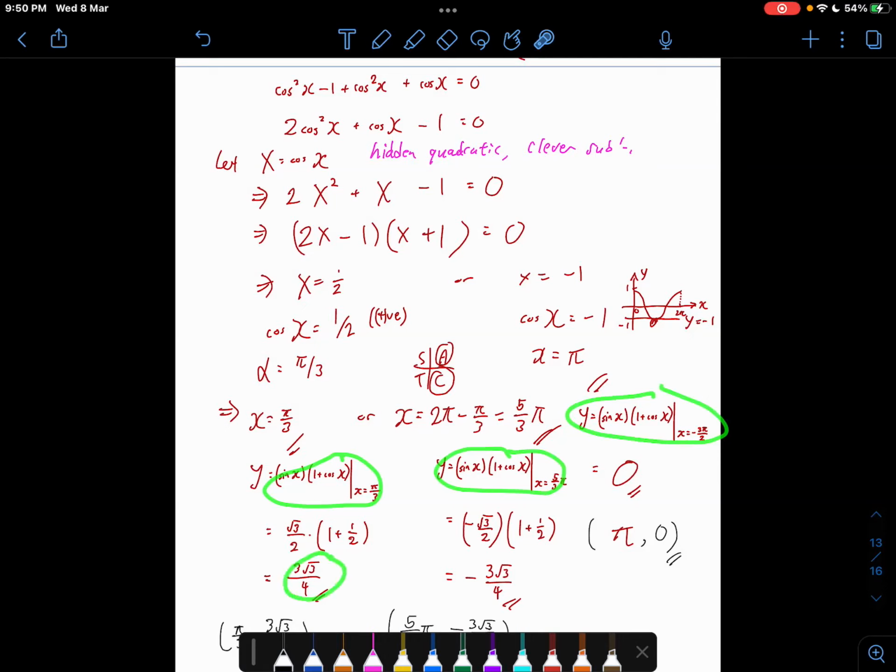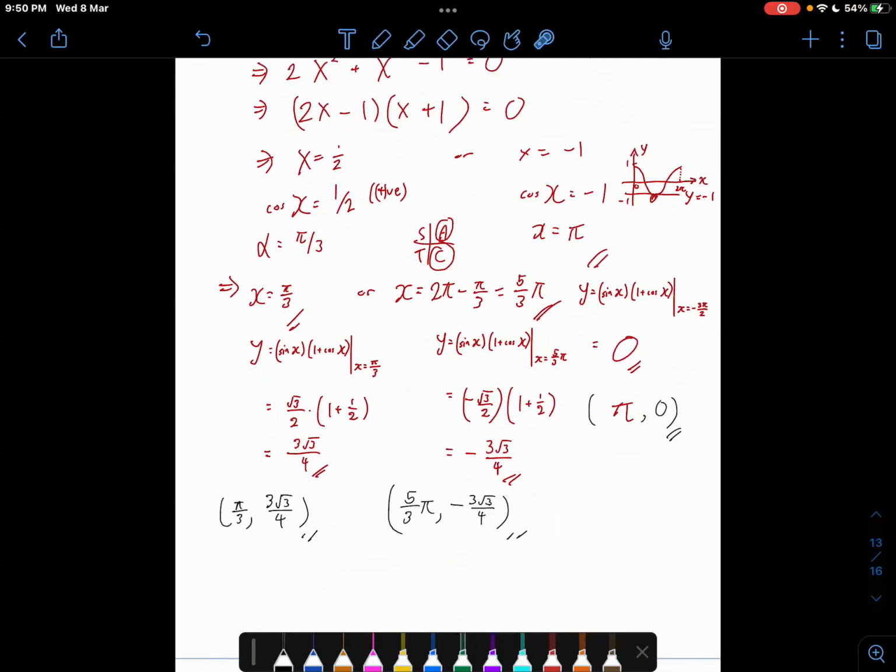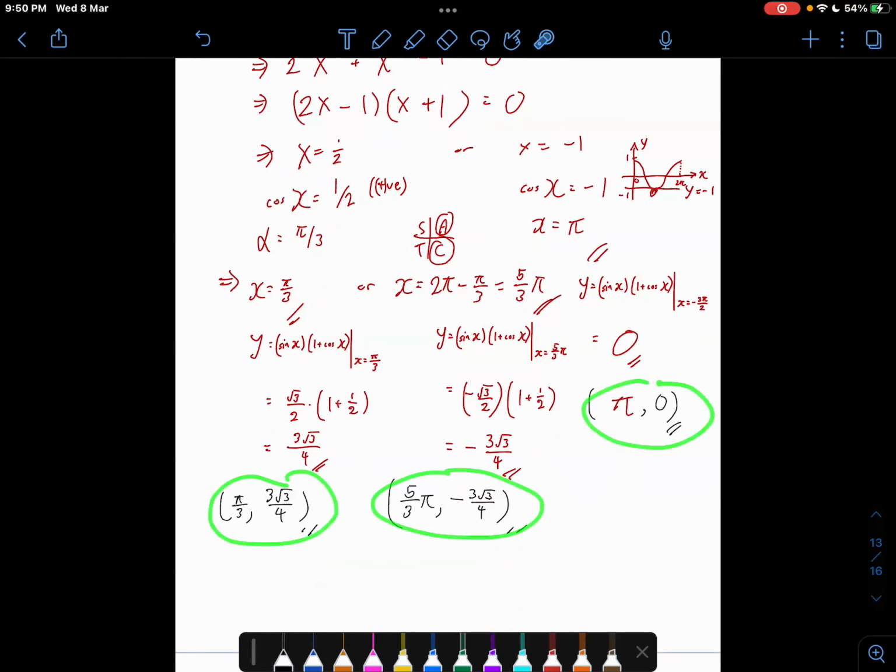At the end of the day, you get 3 root 3 over 4, negative 3 root 3 over 4, and a 0. What does it mean? To put it neatly, it means I have these 3 points as my stationary points. What else is missing after finding stationary points? What kind of stationary point? So what do you need to do next?